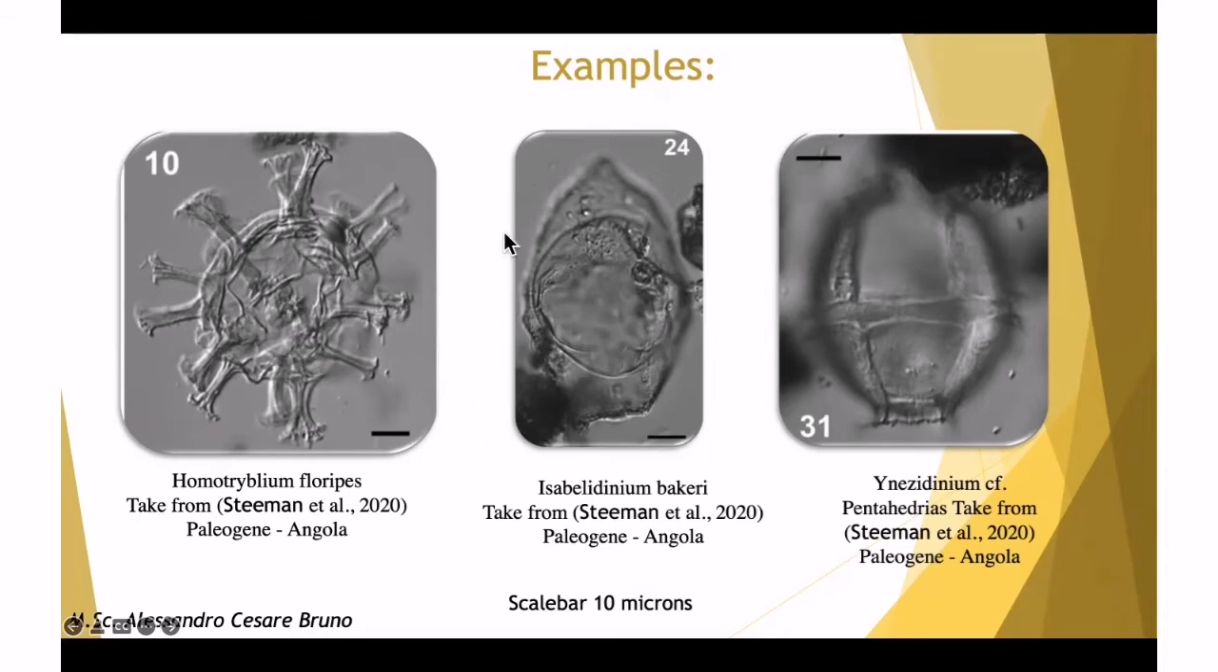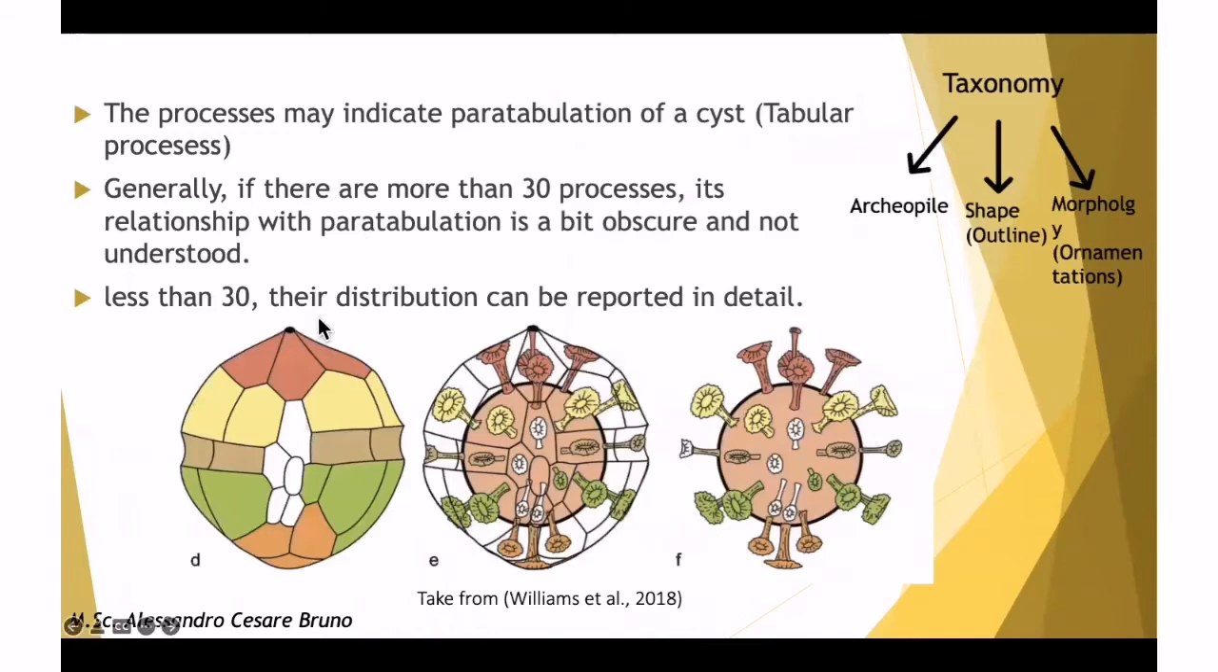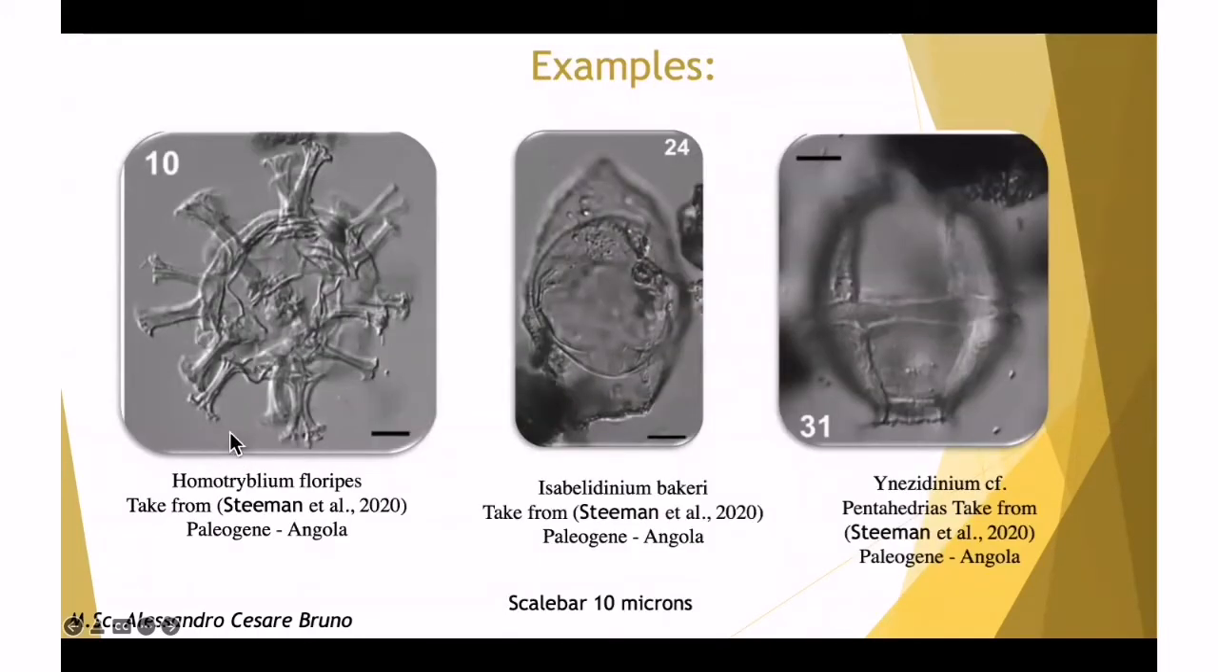Or for example, this is another species, this is Peridinium bacteri, and this is another genus that is characterized by a central cavity and an excavation located in the apical part of the body. Homotryblium is another genus that is characterized by yielding intratabular processes, processes like this, where each process is located inside a plate. So each process identifies the plate, and in this case, it was identified as gonyaulacoid, because the processes are characterized by several tubes, and this is a characteristic that identifies this type of species.